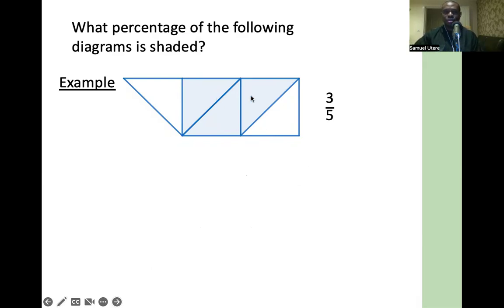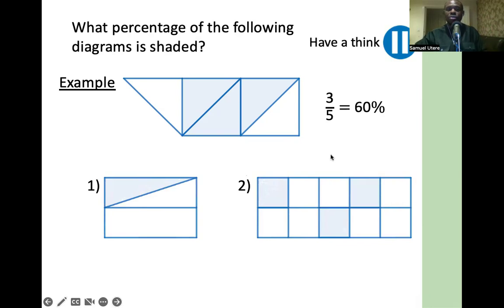So we'll have 3 of them shaded out of 5 parts. Now remember, fifths splits the 100 squares into 5 equal parts, of which one part comprises 20 squares. So 3/5 is 3 lots of 20 squares, which is 60. So 60 hundredths, remember percentage is out of 100, is 60%.